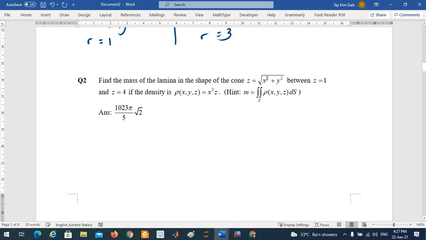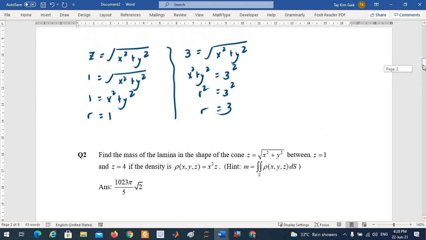Okay. Second question, similar. It's only that this is an application question. Question 1 is a direct question. We don't know what the surface integral represents. But this one is an application question. Find the mass of the lamina in the strip of cone z equal to square root x squared plus y squared between z equal to 1 and z equal to 4.